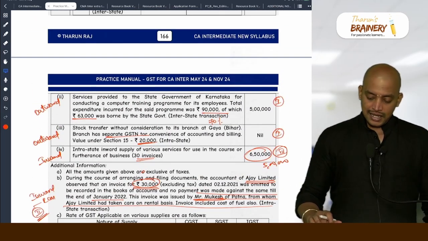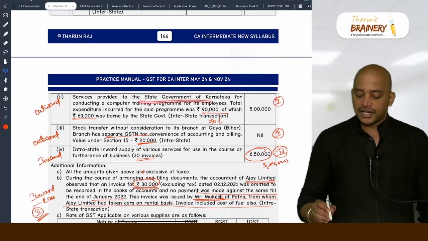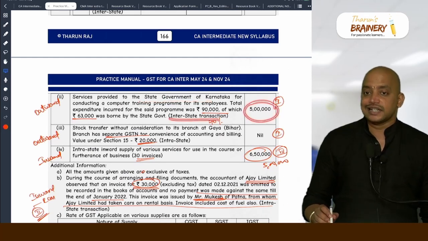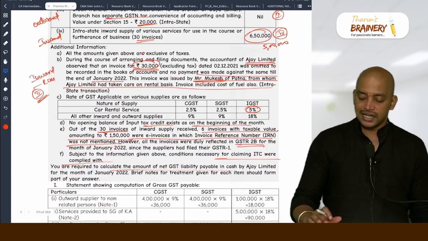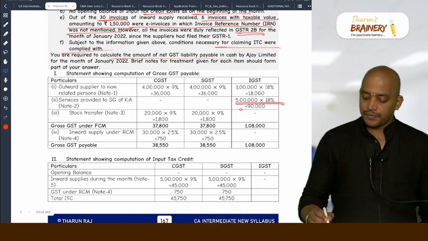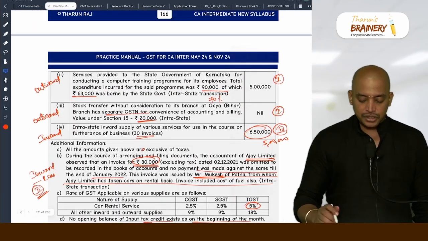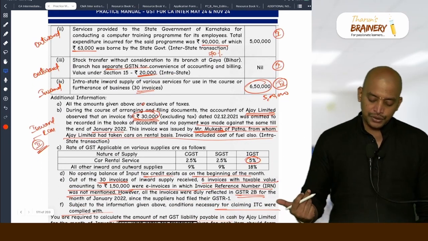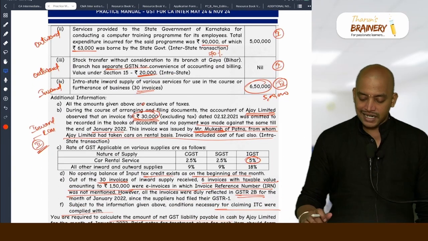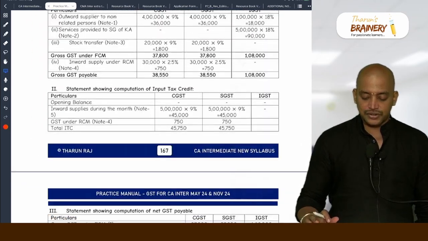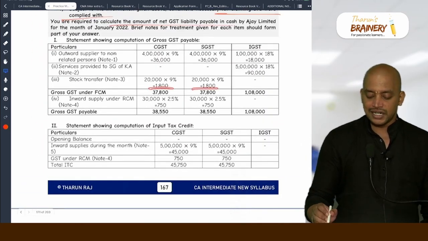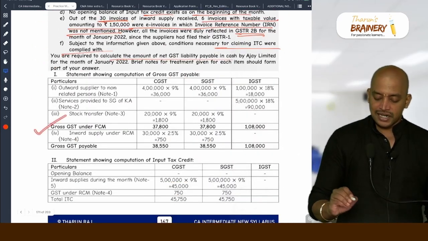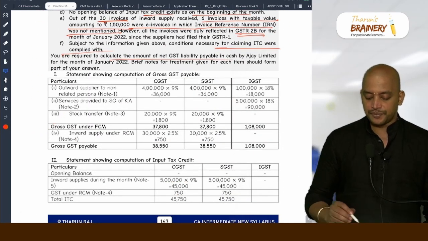Second, the second one is state government. It is not exempted, it will be taxable. So 5 lakhs. Intrastate or interstate? Given as interstate. So IGST. So 5 lakhs into 18%, 90,000. Then stock transfer, 20,000, should be taken. 20,000 into rate of GST 18%, but it is given as intrastate. So CGST, SGST 1,800, 1,800. Only these three. Now the total of this is gross GST under FCM.